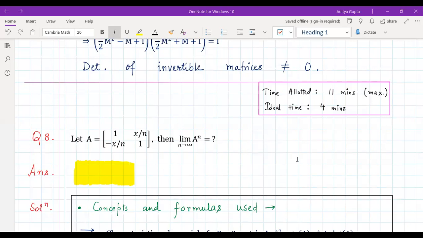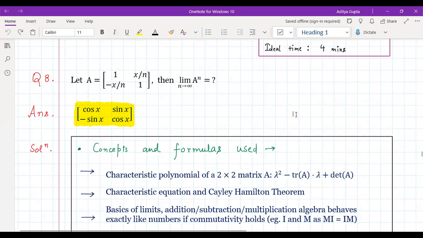The maximum time allotted for this question would be 11 minutes, and ideally you should try to do it within 4 minutes. I hope you all have tried it out. Now the answer to this question would be [cos x, sin x; -sin x, cos x].